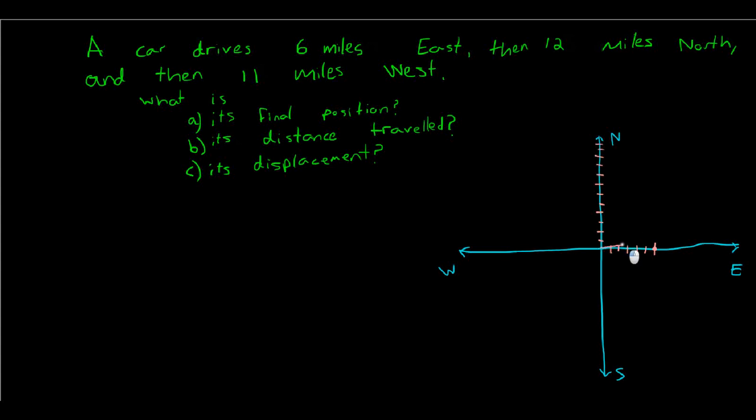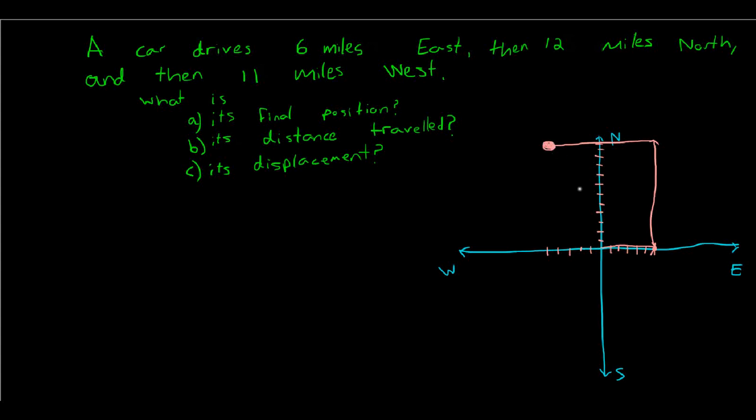So the car goes 6 miles east, then 12 miles north. Then the car goes 11 miles west. So 1, 2, 3, 4, 5, 6, 7, 8, 9, 10, 11. So the car will then drive this way, and it will finish right here.